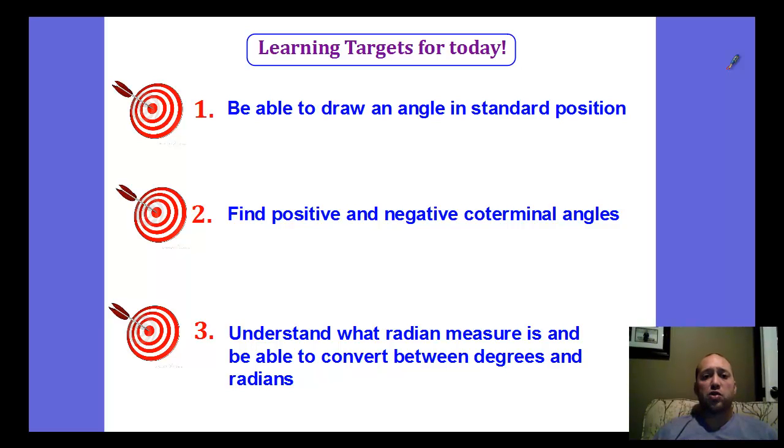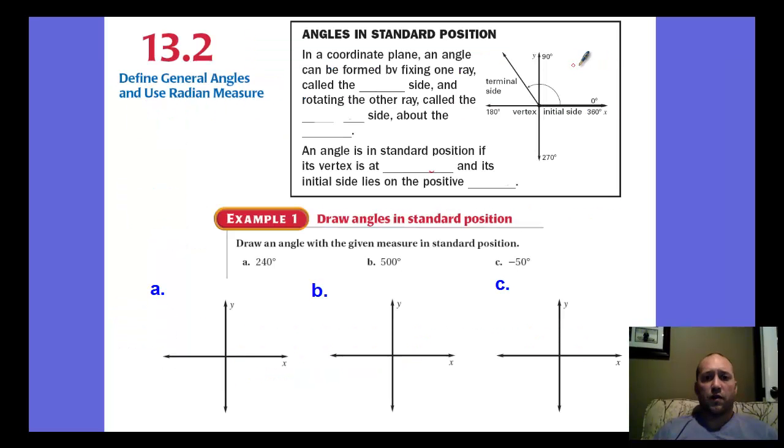Chapter 13, Section 2, for honors algebra 2, talking about coterminal angles, standard position, and then radian measures. So first thing here, standard position. In a coordinate plane, so right away you should know your x and y axis.